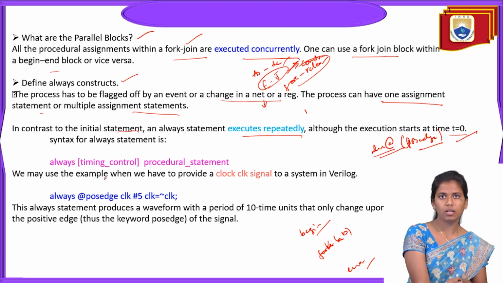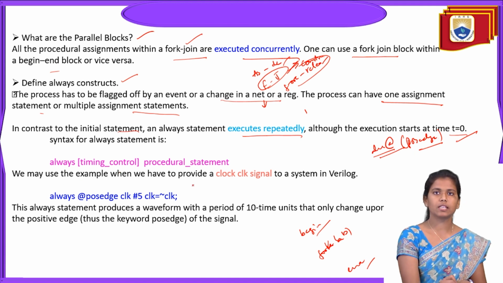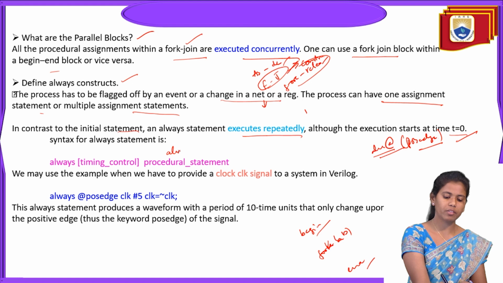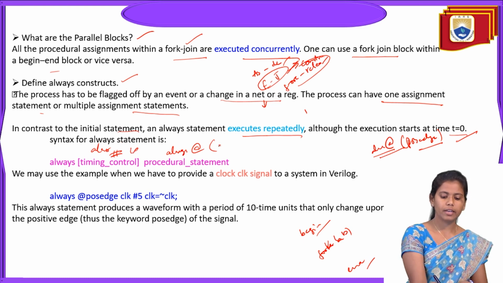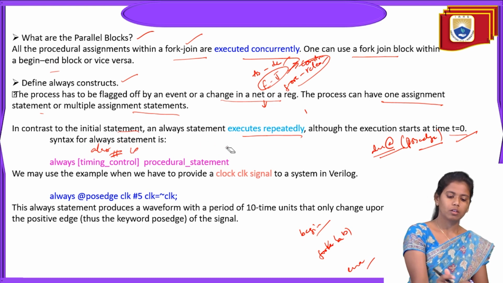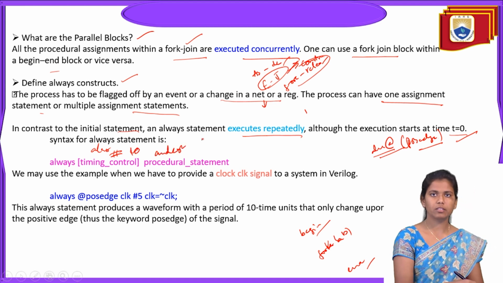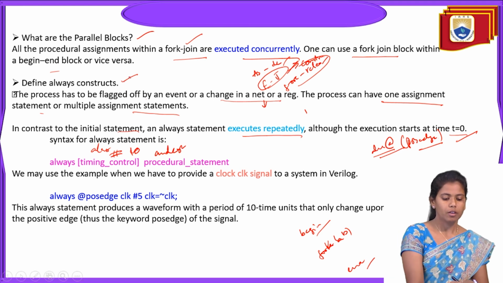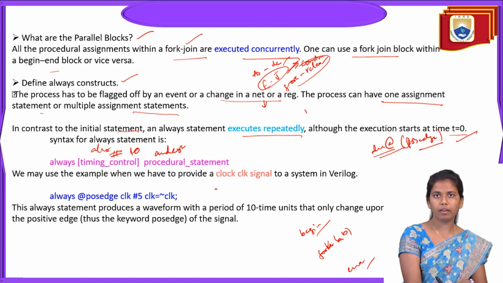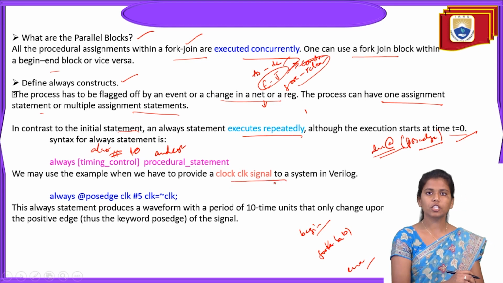There is a small syntax that goes with this always timing control procedural assignment. In the procedural assignment we can write always at the rate, with timing control, that is a delay, for example a 10 nanosecond delay, and gates or some gates. This is how we can represent the always constructs, and we may use an example where we have to provide a clock signal in Verilog.